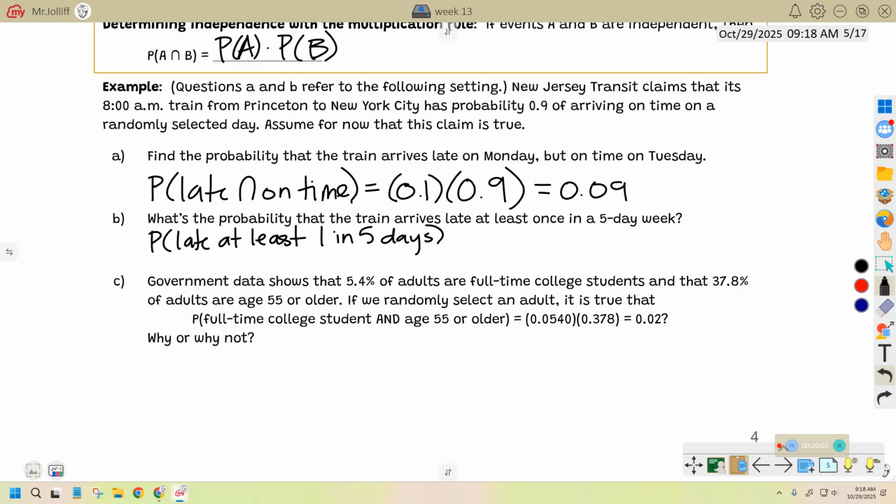The problem with this question as it's written is that late at least one day could be I'm late only one day, or I'm late 2 days, or I'm late 3 days, or I'm late 4 days, or I'm late all 5 days. That's a lot of calculations. We're going to use the complement trick. What is the complement to late at least one of the 5 days?